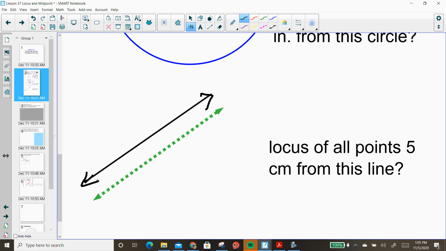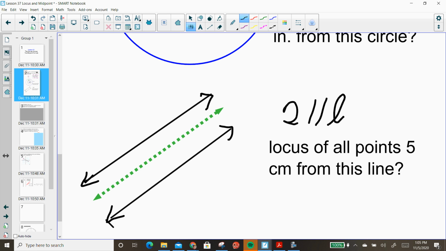I could also go 5 centimeters down and get this line. So this locus would actually give me the 2 parallel black lines. The green line would not be part of the locus that I get. It's just what I use to get there. But I would get those 2 black lines. So 2 parallel lines if I am in 2D.